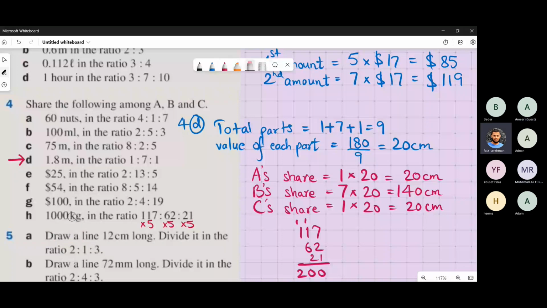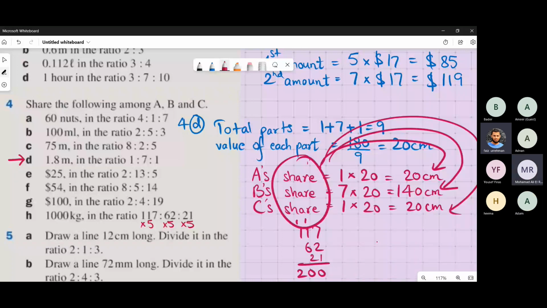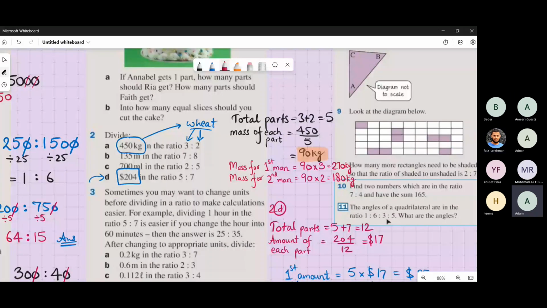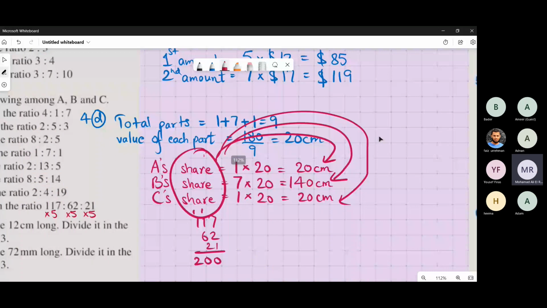Yes, so many steps. But also take care in these types of shares, you have to mention the units, because you are not simplifying anything here. You are finding the share. So that's why I'm not missing out any unit. Look on this page. Kilogram I put, dollar I put, and centimeter I put.